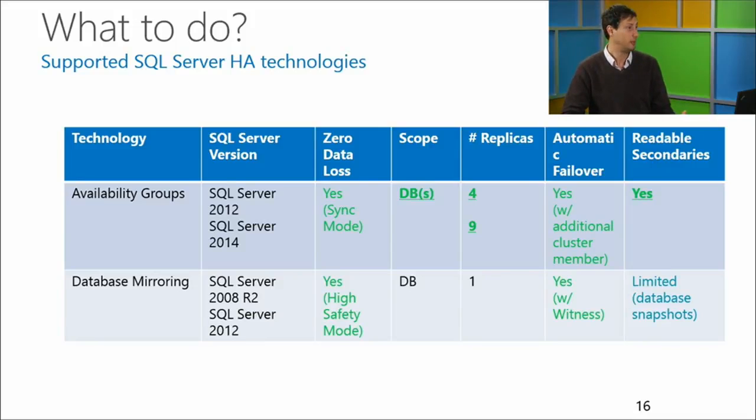You can have many replicas. In SQL Server 2012, we supported 4 secondaries. In SQL Server 2014, we support 8 secondaries, 9 replicas in total. So you can have all those levels of protection if you want to. Obviously, we support automatic failover, and your secondaries can be readable. What this means is you can use these secondaries, for example, to offload some of the reporting workloads out of the primary and run them there.